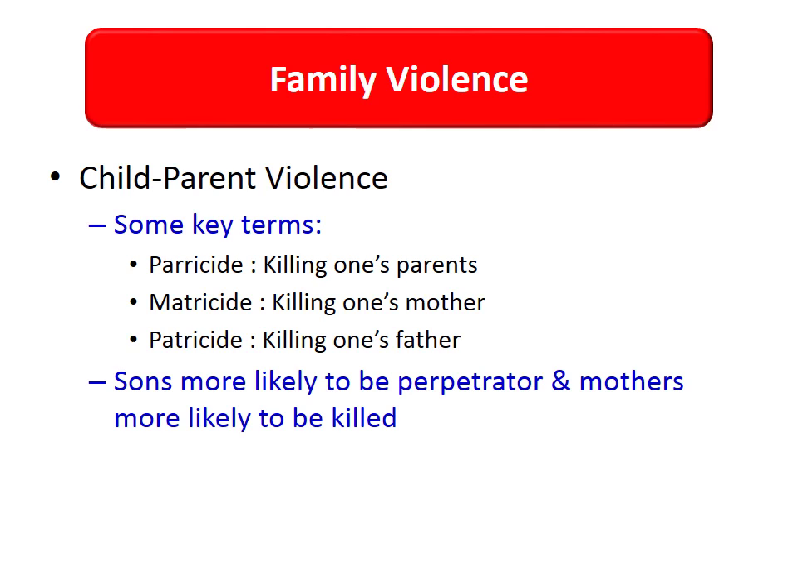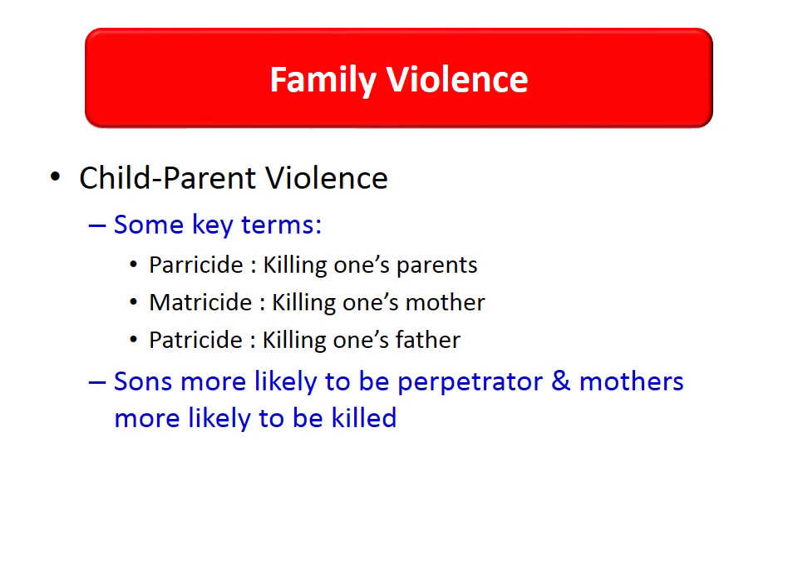Statistics suggest that sons are more likely to commit child-parent violence, whether it is parricide, matricide, or patricide, and mothers are more likely to become the victims. When daughters are the perpetrators, they often do not act alone, but instead secure the help of a male friend or sibling.